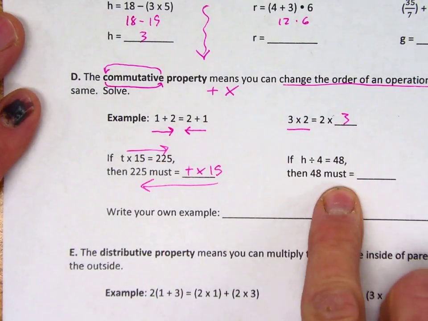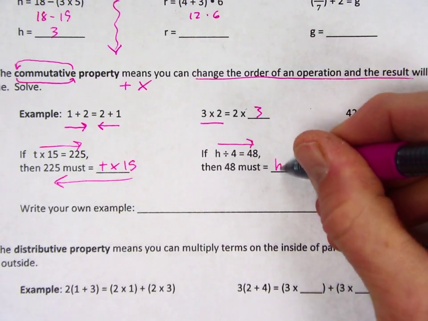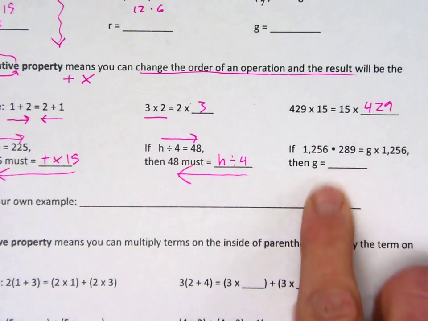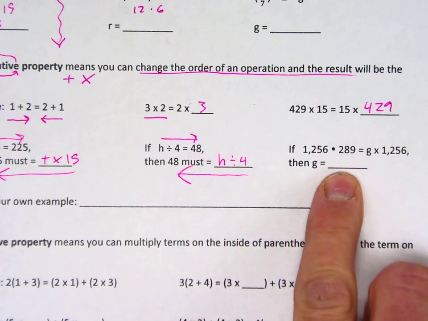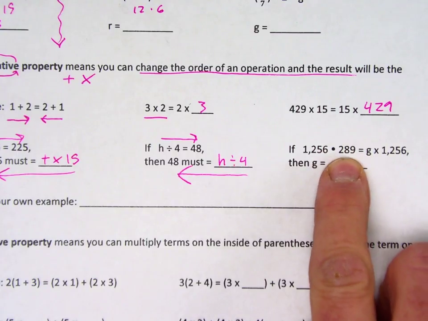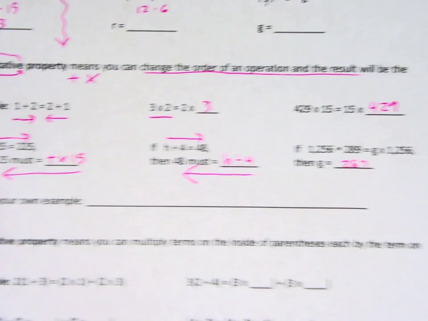And the same is true here. If it's one direction like this, then 48 has to equal h divided by 4. It doesn't even matter what that is. It's just reversing. And then if you have these really large ones like this again, g has to be the thing that's missing from the other side, so g is equal to 289 because you're just balancing the things out over the equals.